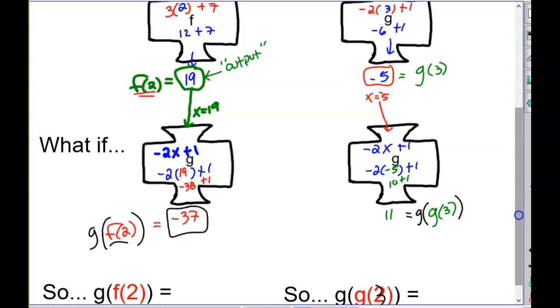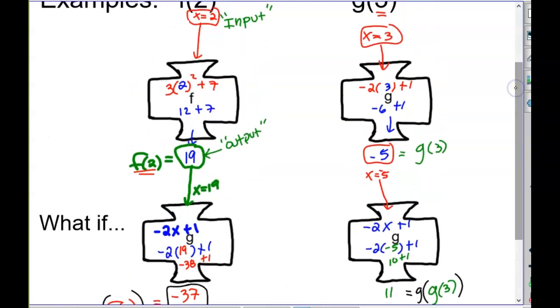Now, it's not horrible when you're just dealing with numbers, right? Because you basically plug 3 in, you get an answer. Take that answer, plug that answer into the new equation, and you get another answer. But what if we don't plug in 3? What if we just plug in x? And that's where it gets a little more challenging.